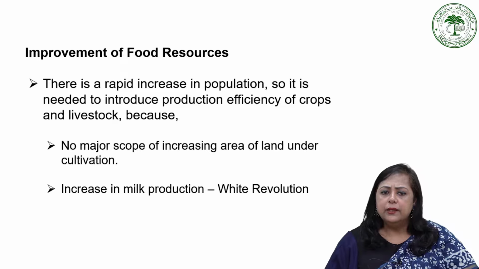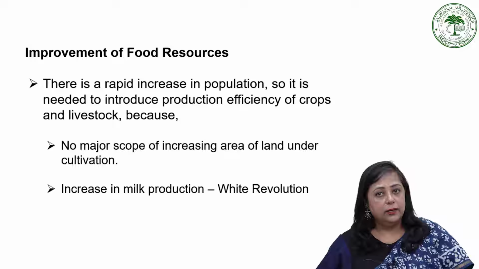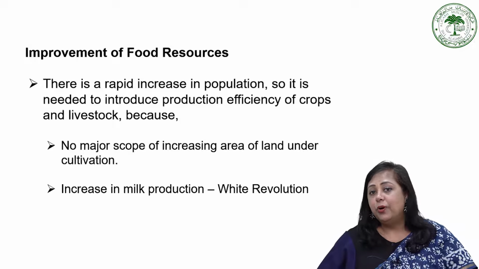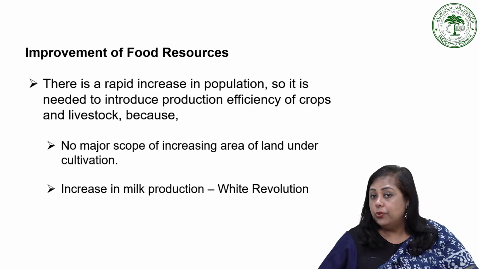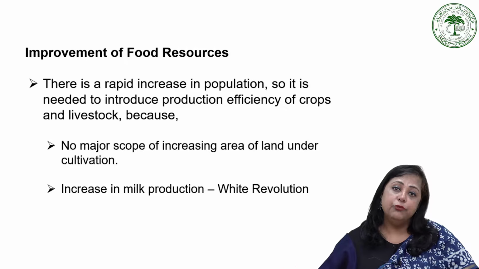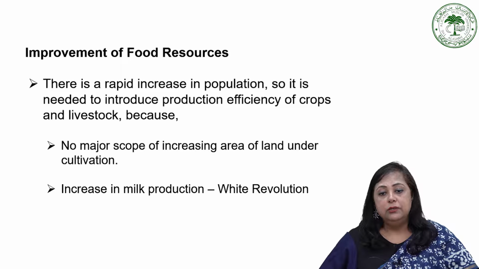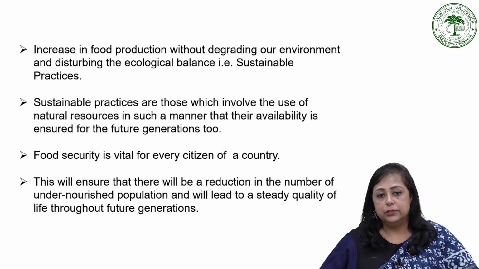There is a rapid increase in the population, so it is needed to improve the production efficiency of crops and livestock, because there is no major scope of increasing the area of land under cultivation. With a growing population, we need homes, we need urbanization, so there's no major scope of increasing the area of land. Whatever we have to grow, we have to grow on that land only. Increase in milk production, that is the white revolution. So these are the two issues we have to deal with to improve the food resources.